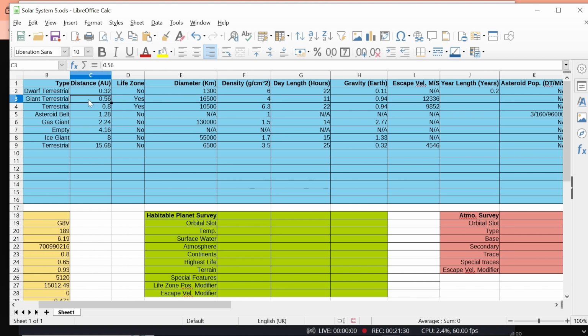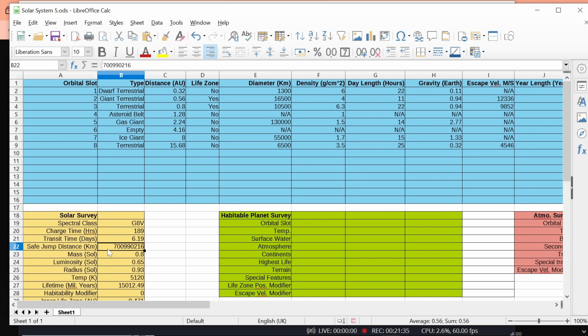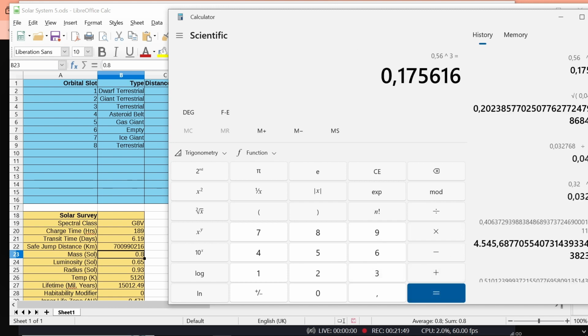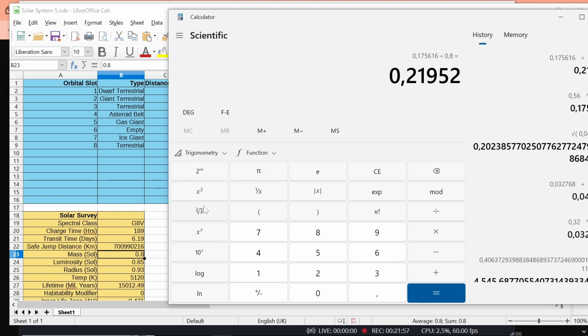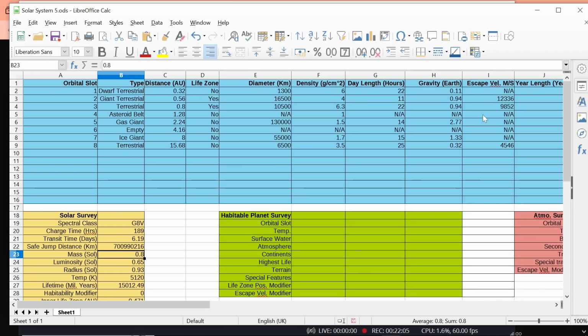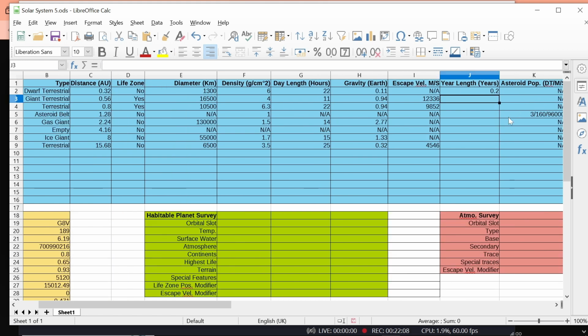So the next one, our radius is 0.56. We'll be using the same mass of the sun, 0.08. So we take 0.56 to the power of 3, giving us this. We divide that by 0.8, the mass of our sun, giving us this. And then we take the square root of that number, which gives us 0.468. I will write in 0.47.